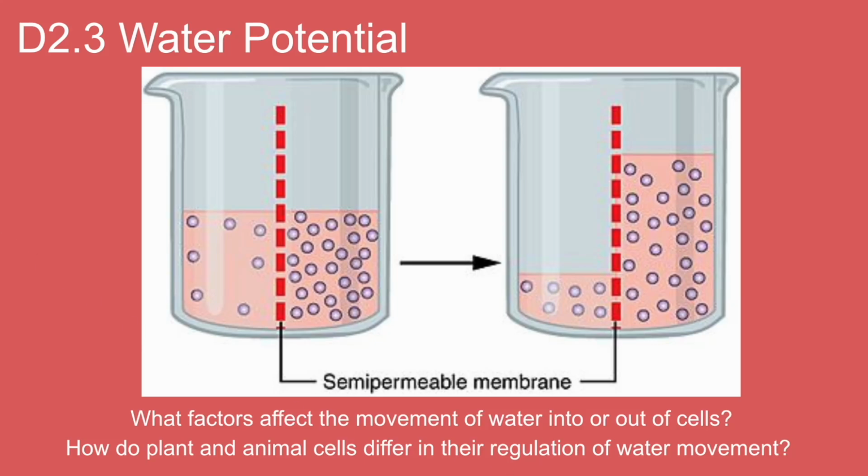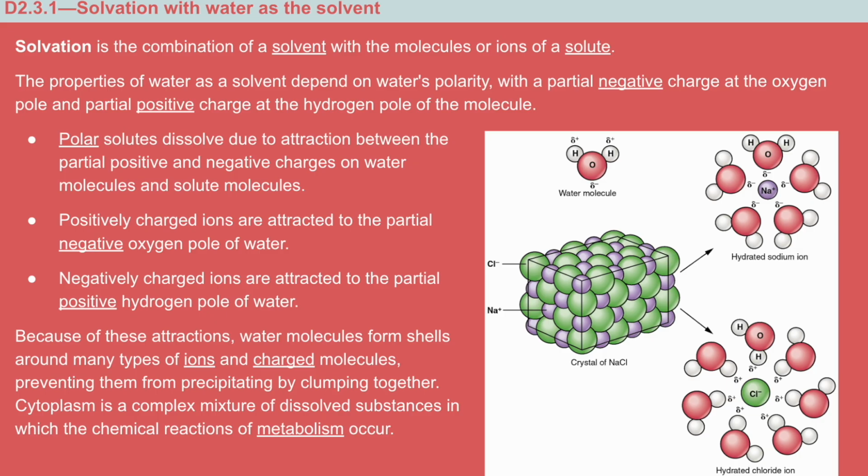Water potential. First up, solvation is the combination of a solvent with the molecules or ions of a solute. We're going to see the properties of water as a solvent depend on water's polarity. We have a partial negative charge at the oxygen end and partial positive charges at the hydrogen poles. Polar solutes dissolve due to the attraction between partial positive and negative charges on water molecules. We're also going to see positively charged and negatively charged ions.